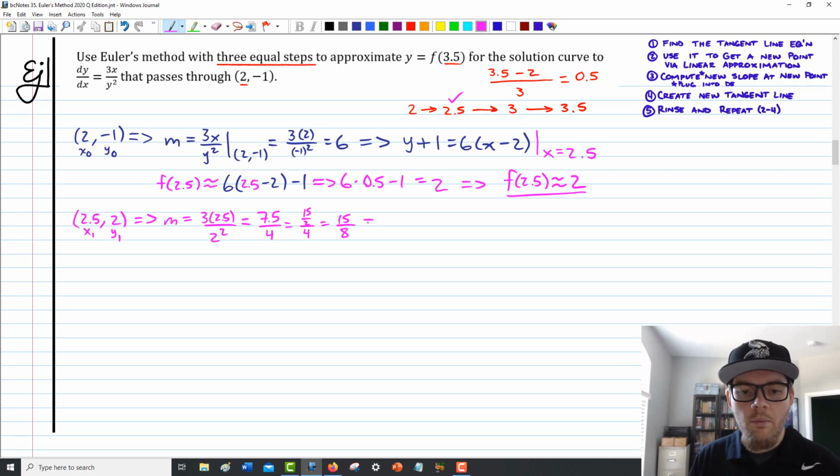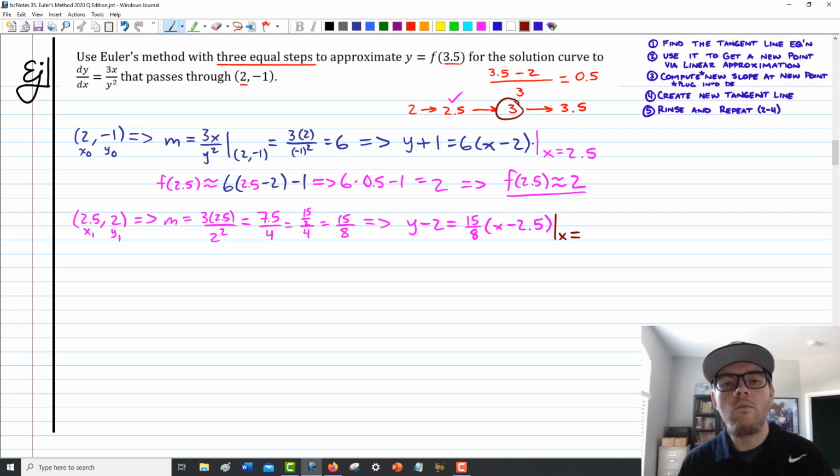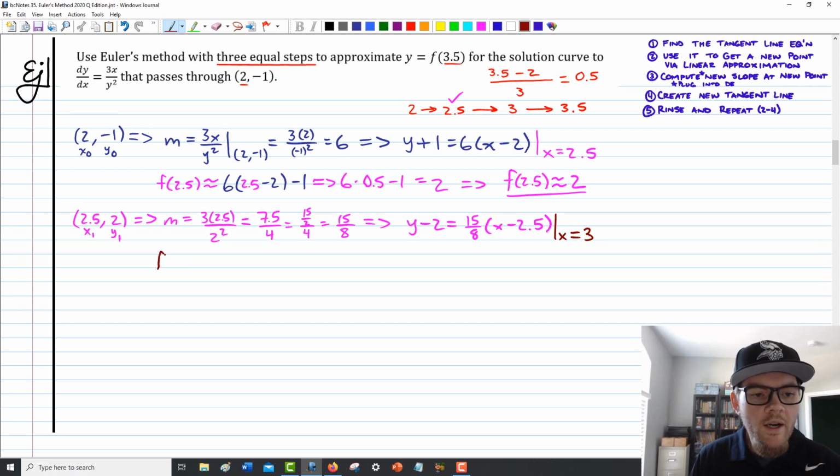Now that we have our slope, we can construct our tangent line. So y minus 2 is equal to 15 over 8 times x minus 2.5. With us ready with that tangent line, we can now prepare to plug in our next value, which is 0.5 away, which will be at x equals 3. In other words, we want to now calculate f of 3. It's only going to be an approximation, but we have all the tools to do it.